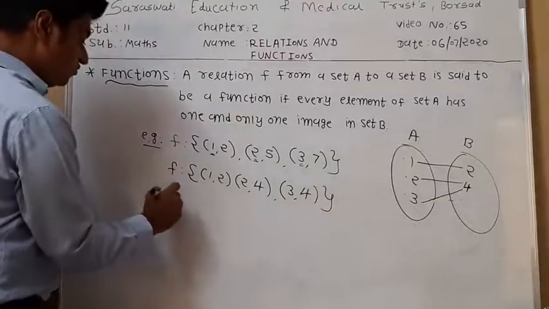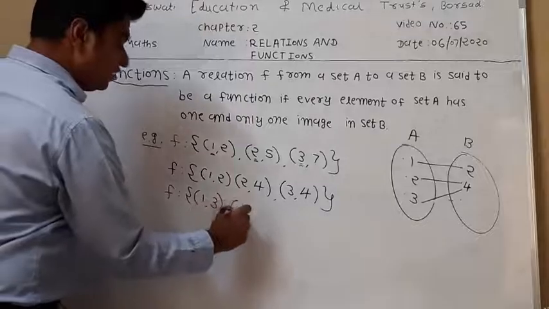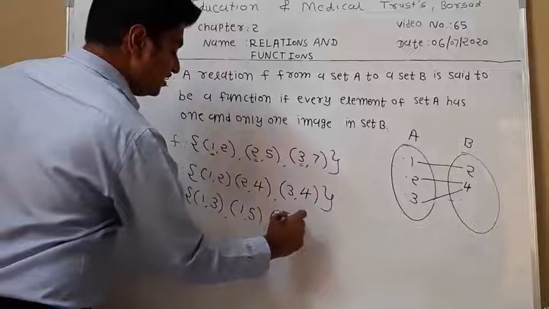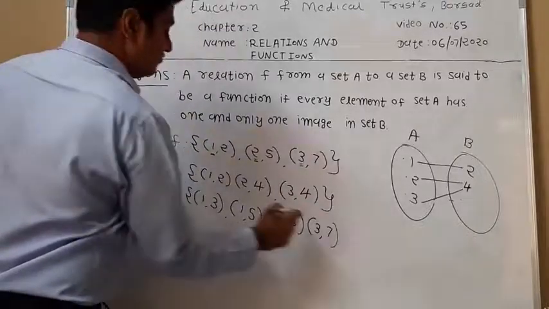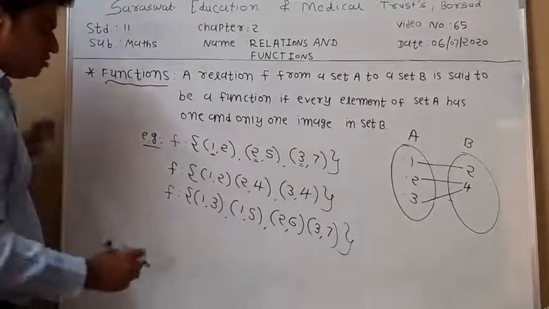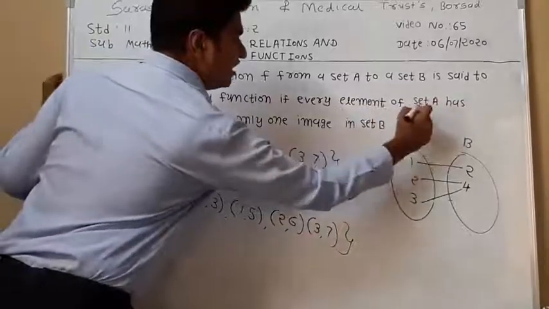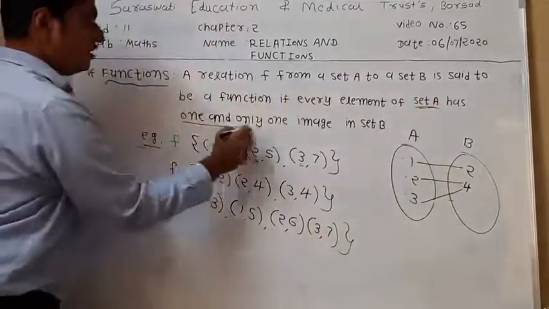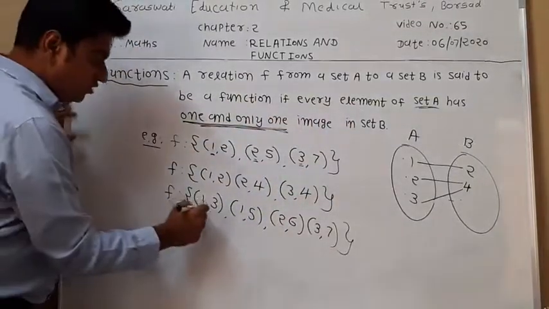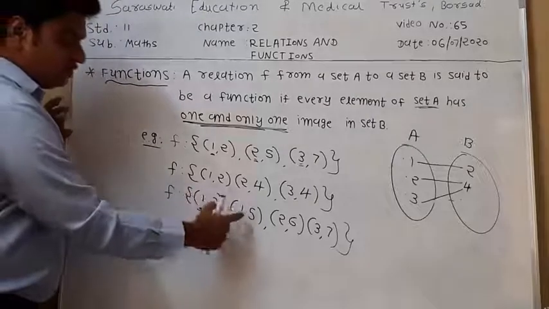Now one more example. Suppose here (1, 3), (1, 5), (2, 6), (3, 7). So this one is not a function because our definition is that every element of set A has one and only one image in set B. Now here we get two images for 1, right? Here it is not one and only one image.